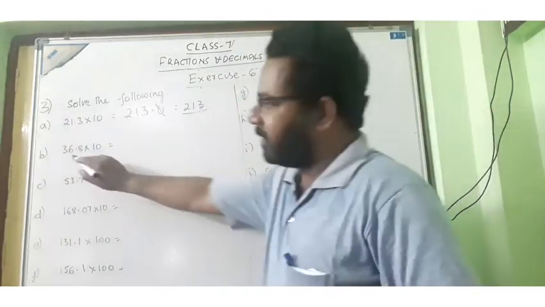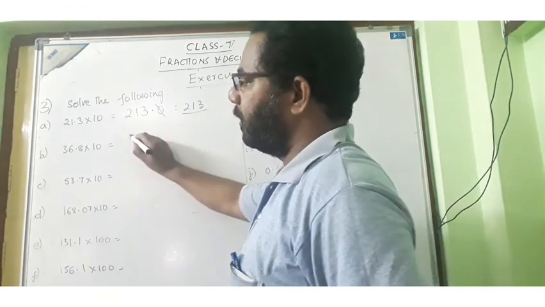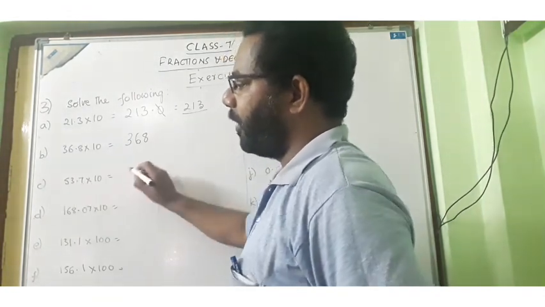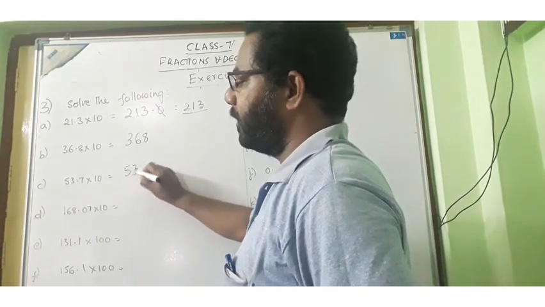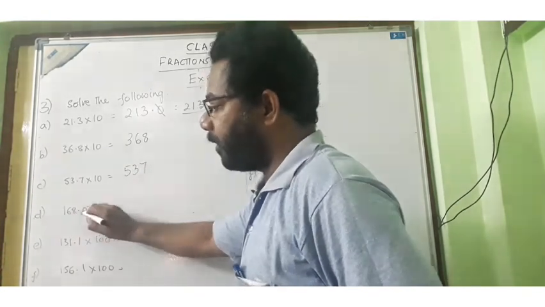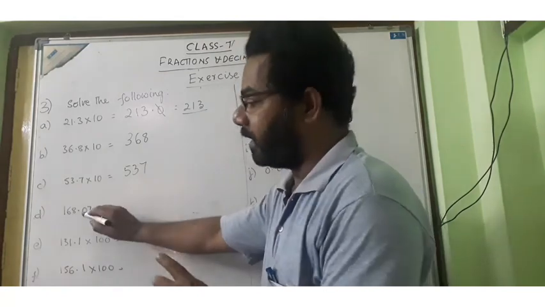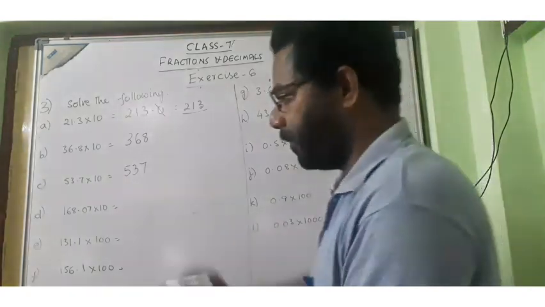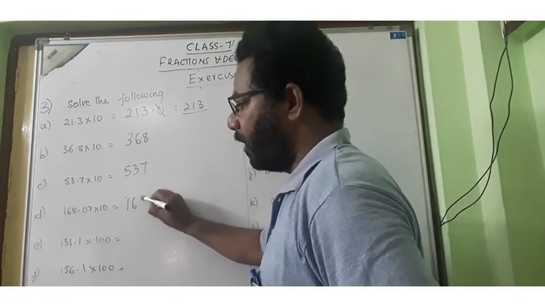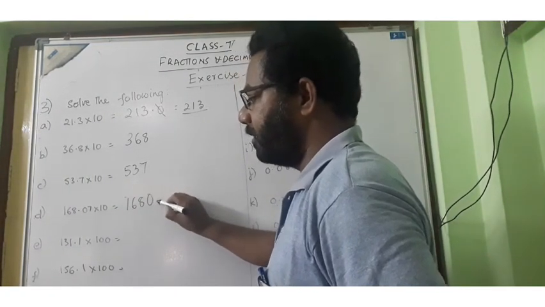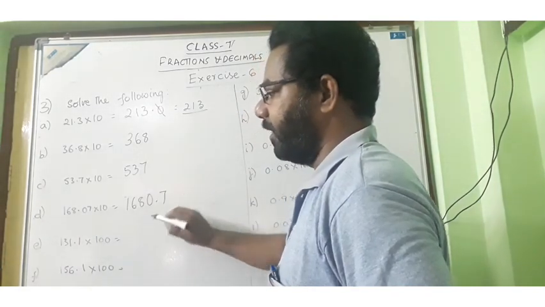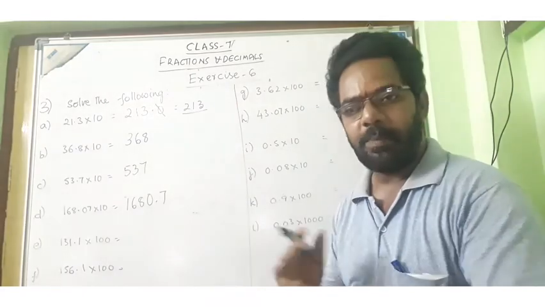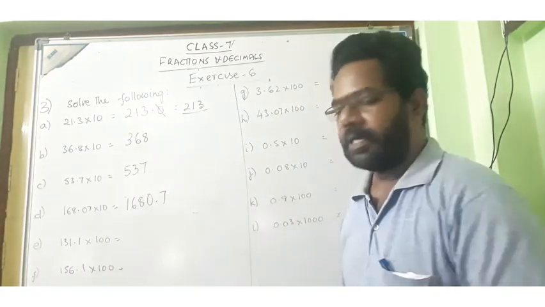Okay. 36.8 into 10 is equal to, directly I am writing 368. 53.7 into 10, 537. 168.07 into 10. After the decimal, 2 digits are there. But multiply with 10 means only 1 digit will be jumping. So we have to write it as 1680.7. 1680.7. So for this, no need to do the actual multiplication. Directly you can write.